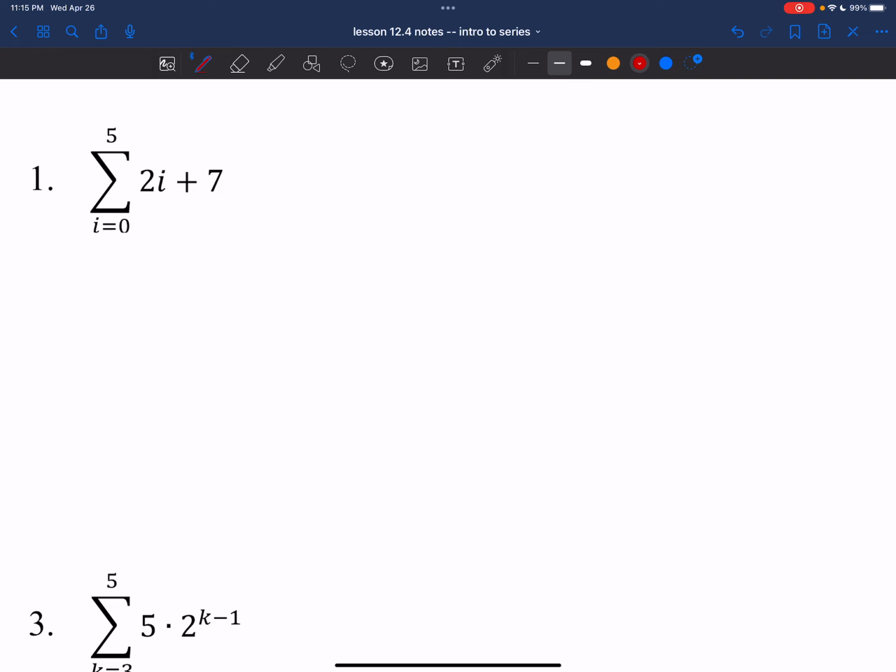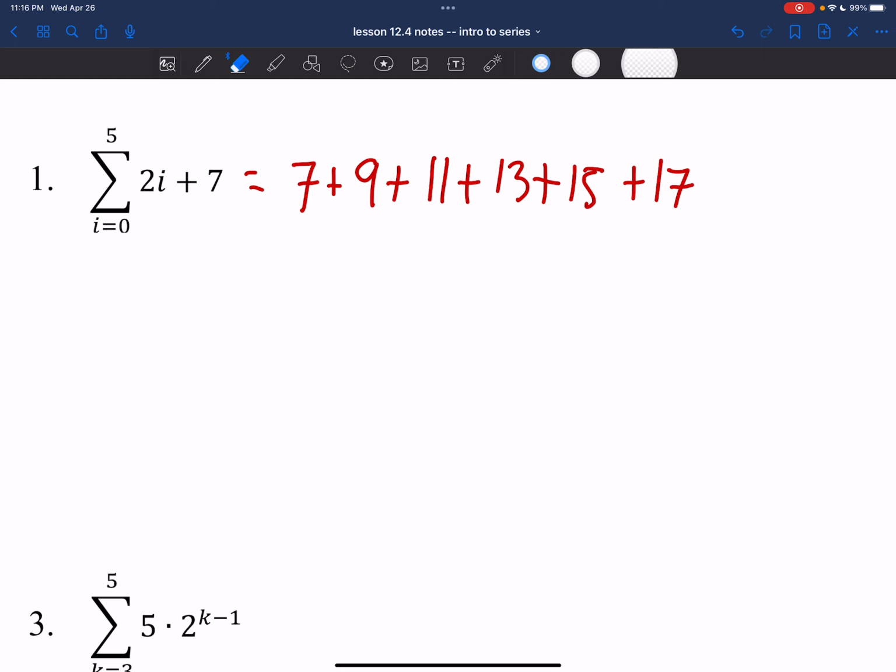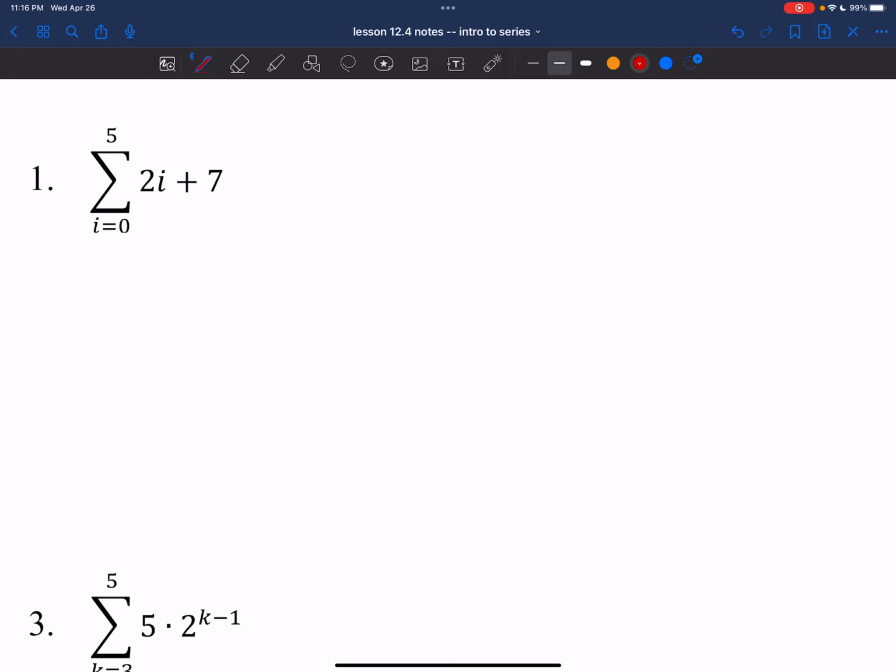For example, number 1, you may be very able to quickly identify that the sequence you're adding up is 7 plus 9 plus 11 plus 13 plus 15 plus 17. Okay, because that's what it is. And that's honestly, guys, that's good enough. It's fine. I'm good with that if you want to write it that way. In this part of the video, I just want to show you how those properties can be used. It is 100% A-okay if you don't want to use them today, okay?